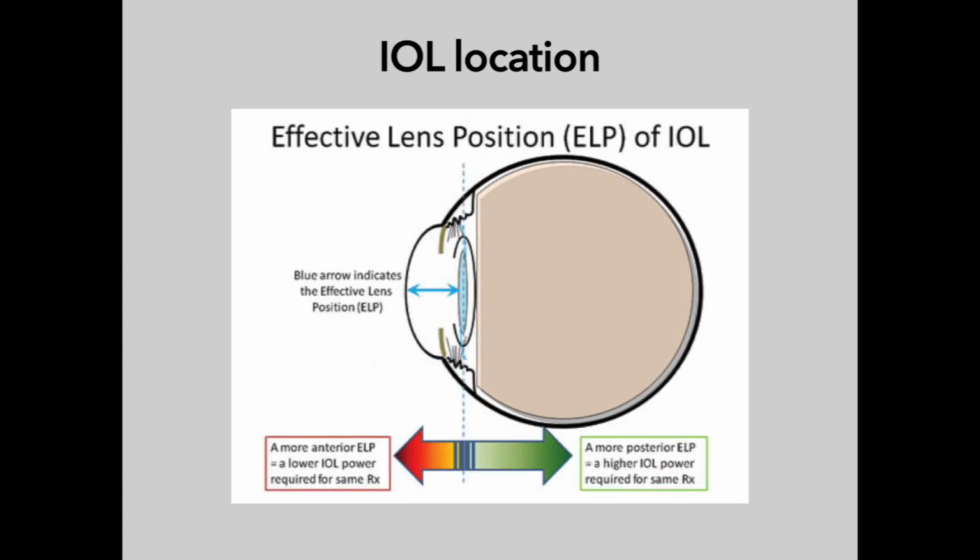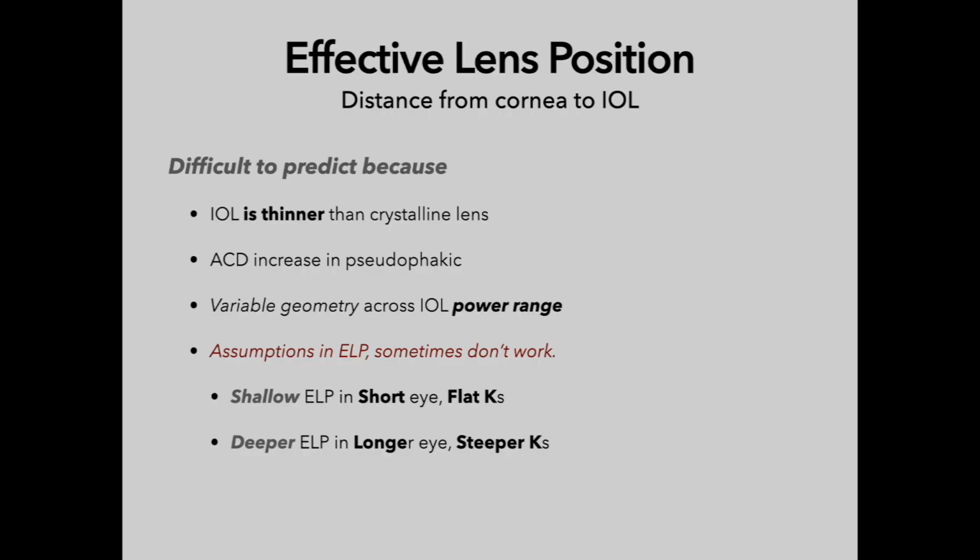Predicting effective lens position of the IOL is the key to refraction accuracy. The old formulas were simple with thin lens theory or Gaussian optic principle. IOL was assumed to be a thin plane, but in reality, IOL location changes even with IOL power change. Effective lens position is difficult to predict. IOL is thinner than the human lens, and IOL geometry varies according to power range, and the assumption that deeper effective lens position in longer eyes sometimes fails.